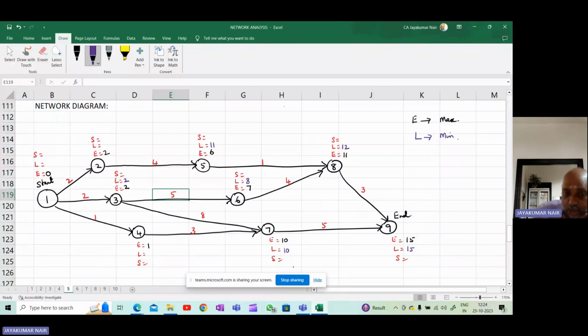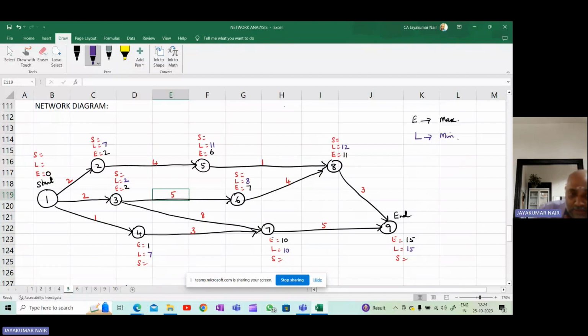Okay. Now coming to node 4. How do you do? This is 10 minus 3. 10 minus 3 is 7. Because there's only one arrowhead coming from 4. Now here, when you come to this 2, 11 minus 4. 11 minus 4 is 7. There's only one arrowhead coming. So right here 7. Okay.